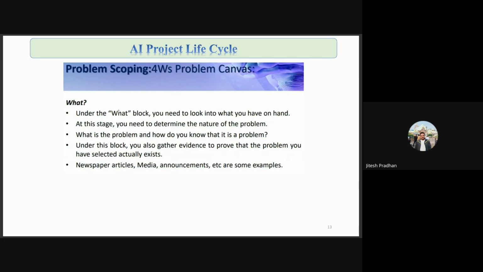Then what. In this what category, we have to identify what the problem is, what you know, and how you know about the problem.